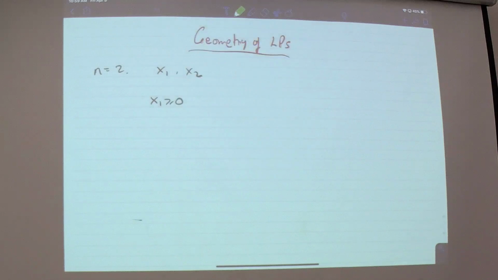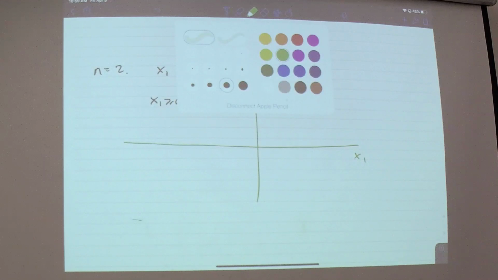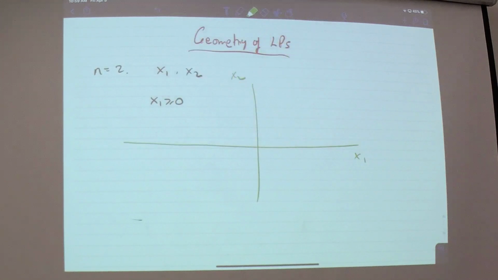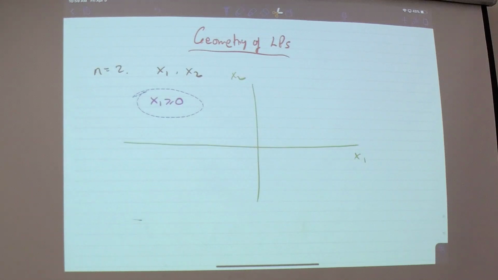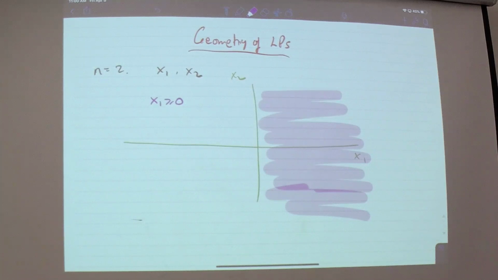If we draw it out, if we call this the x1 axis and this is the x2 axis, what this is saying is that the x1 greater than 0 constraint looks something like this. Actually, let me do this. Something like this. This is the range of possible values for x. Okay. All right. Someone give me another constraint.